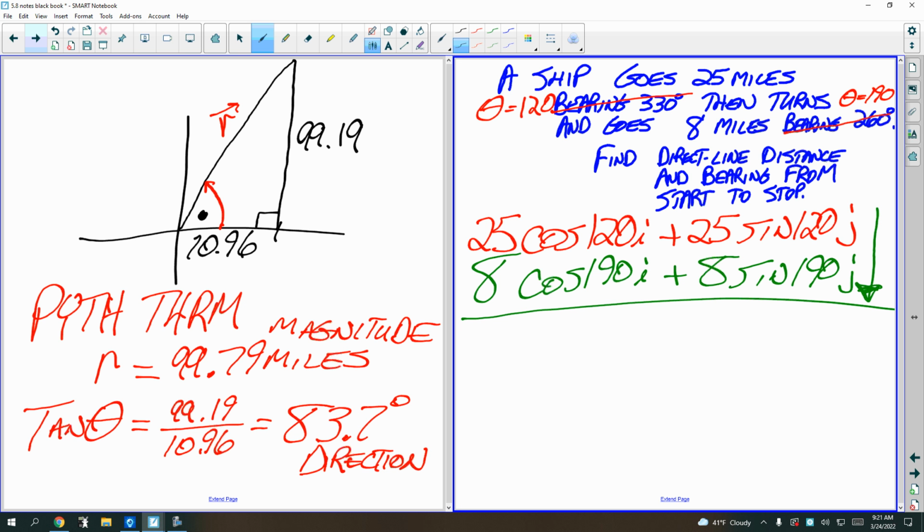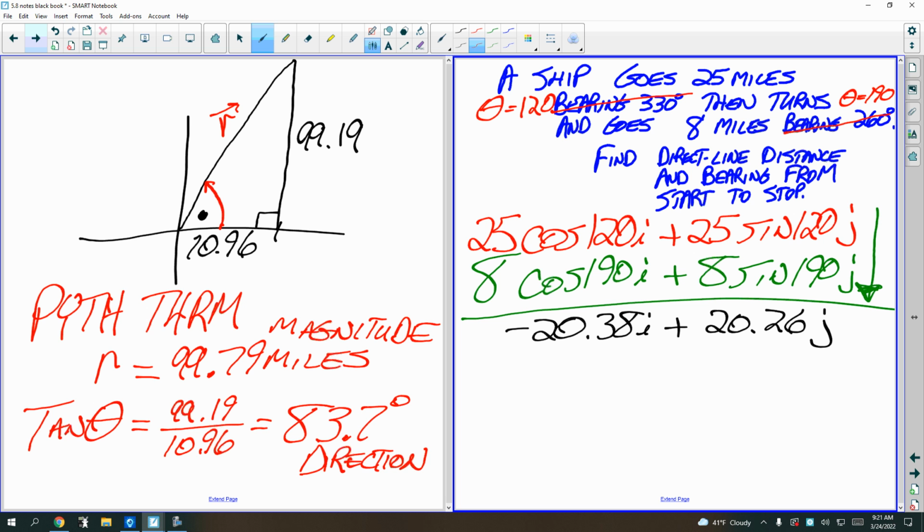All right, so I got a negative number, negative 20.38i. That just means left, okay? And now I have to do the other one, 25 sine 120 and 8 sine 190. Oh, did you get a positive for this one? 20.26j. Okay. It means left and up.